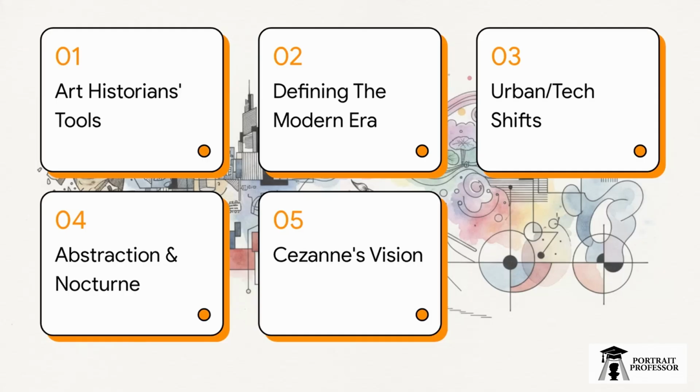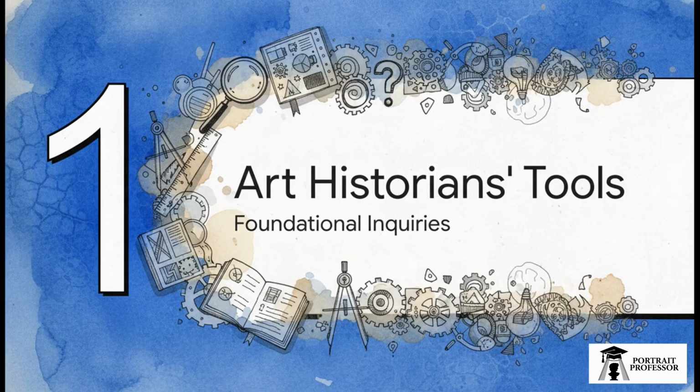So here's our highly organized roadmap for today. First up, thinking like art historians. Second, defining the modern era. Third, urban and technological shifts. Fourth, abstraction and the nocturne. And finally, number 5, Paul Cézanne's radical vision. Let's dive right in. Section 1.